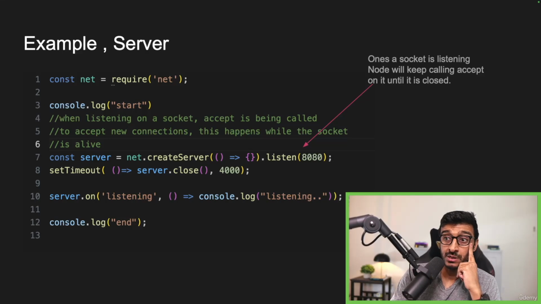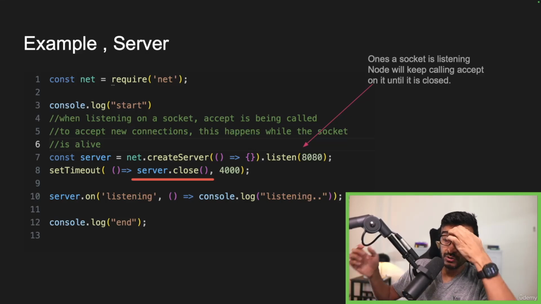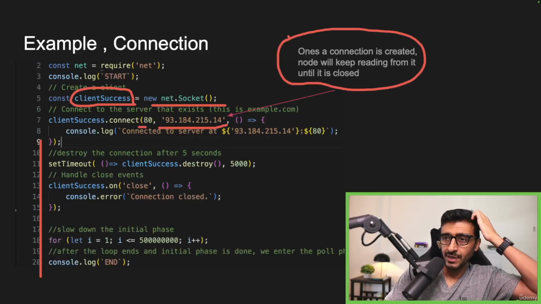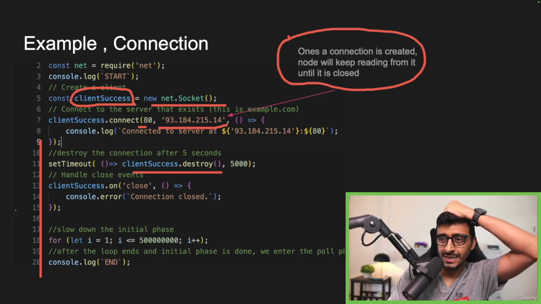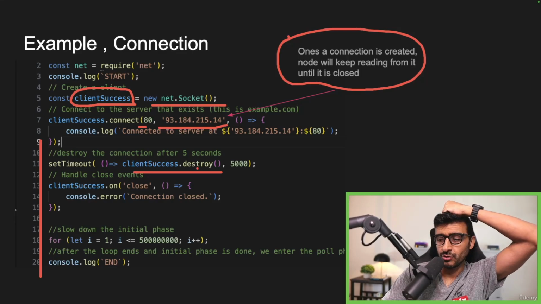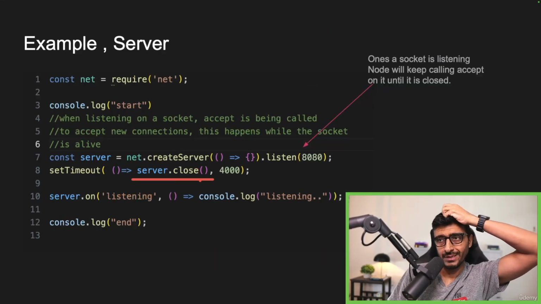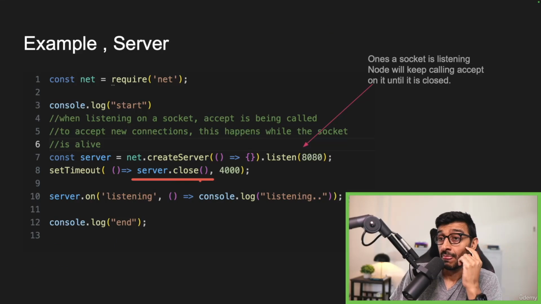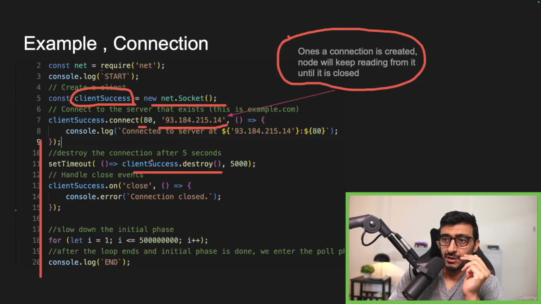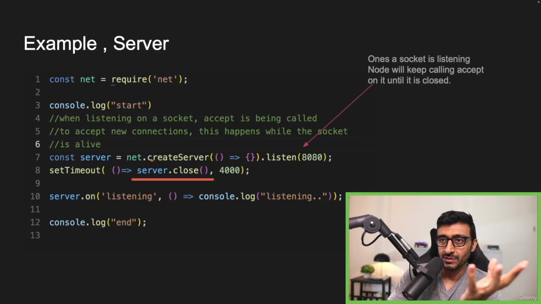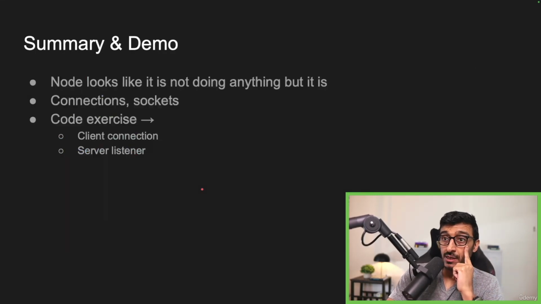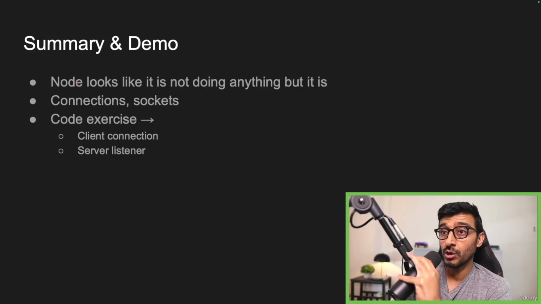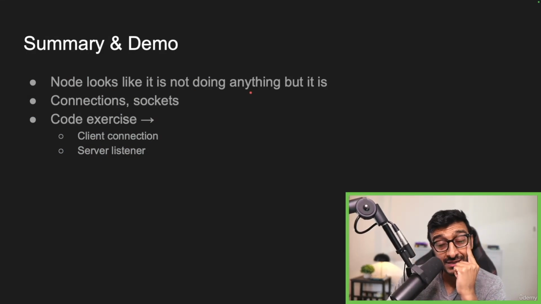Unless you close the server, like we did here. If you close the server, you close the socket itself. Like I think I closed the socket here. Yeah, I destroyed it. Here is called destroy, and here is called close. I don't know why it's different, to be honest. But yeah, it's a different object. Like createServer is a server object. It's not a socket, although behind the scenes they are sockets, right? So yeah, guys, this is it. Node looks like it's not doing anything, but it actually is.